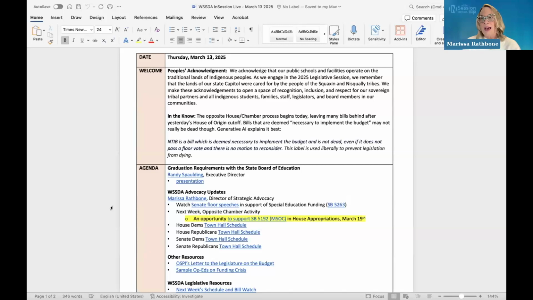Essentially, what that means is that there will be bills that did not progress past their House of Origin floor debate. However, if they are determined necessary in order to pass a budget, which is the only thing that the legislature has to do in order to end the legislative session, they could bring a bill back or parts of a bill back in order to ensure that passing a budget was possible. As you see there from generative AI, this label is used liberally to prevent legislation from dying, most specifically in order to pass a budget. So I'm going to talk more about some of those bills that may be dead, maybe not, in my section.